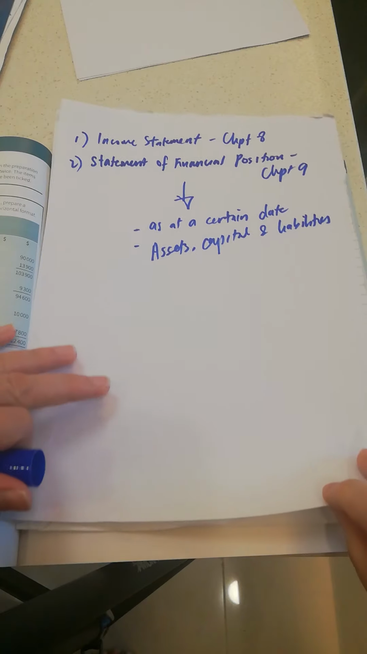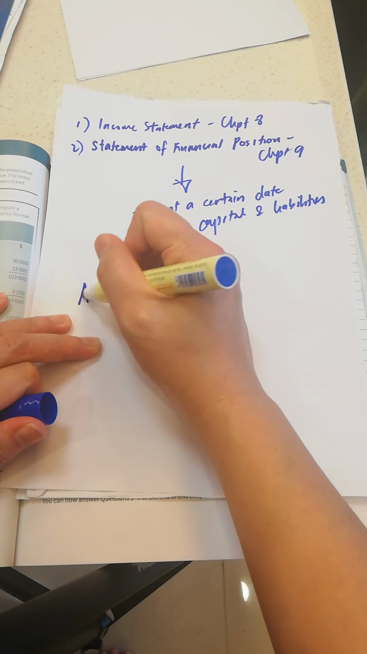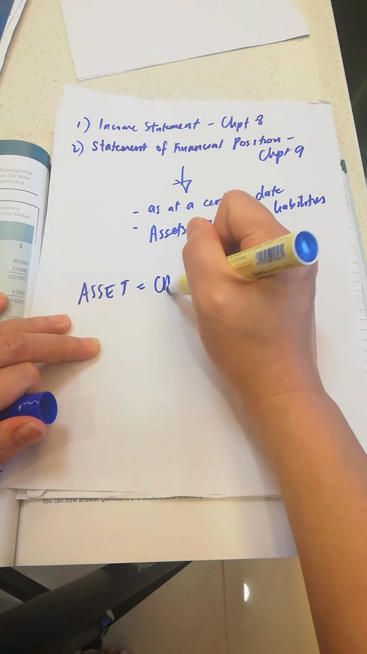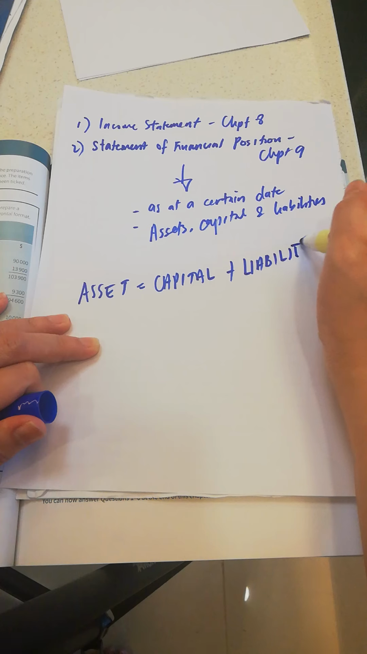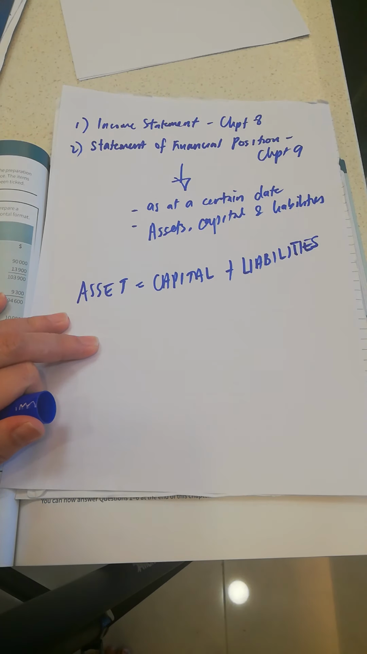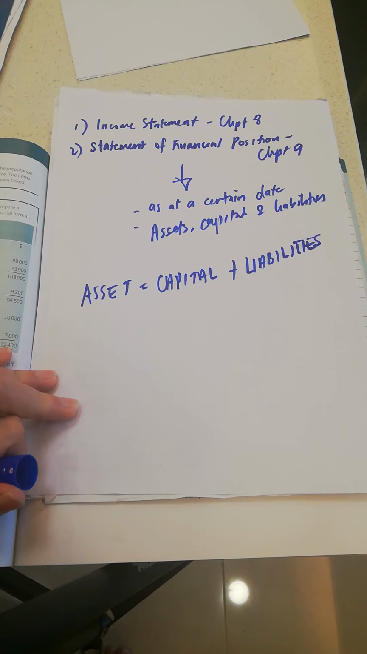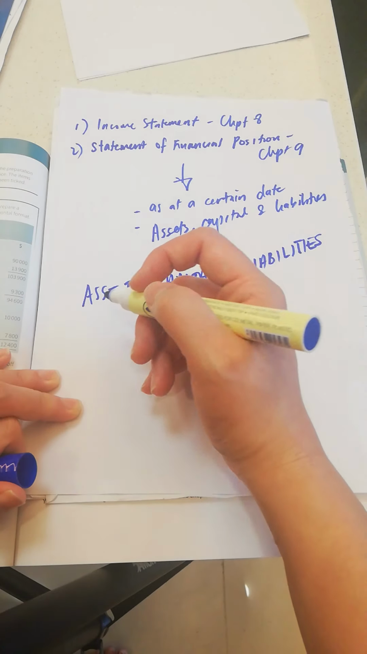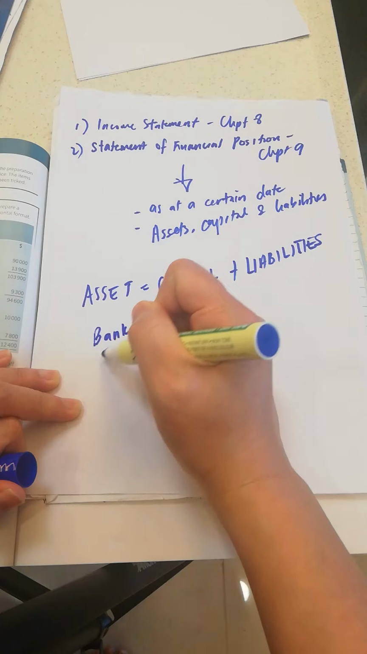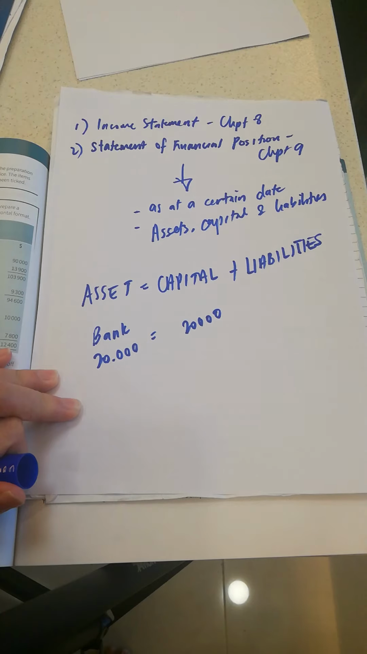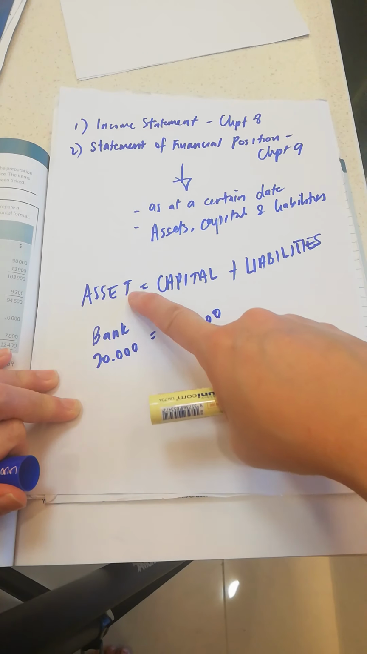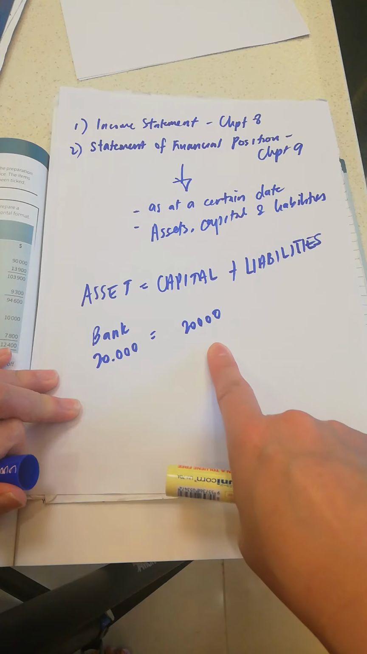Can you all remember what is our accounting equation? Okay, accounting equation is asset equals to capital plus liabilities. That is our accounting equation. So if at the beginning of the business, the owner invested 20,000 in bank, and that is the capital, the company would have in bank 20,000, and the owner would have invested 20,000. So you have 20,000 capital, 20,000 asset. So the accounting equation is equal.